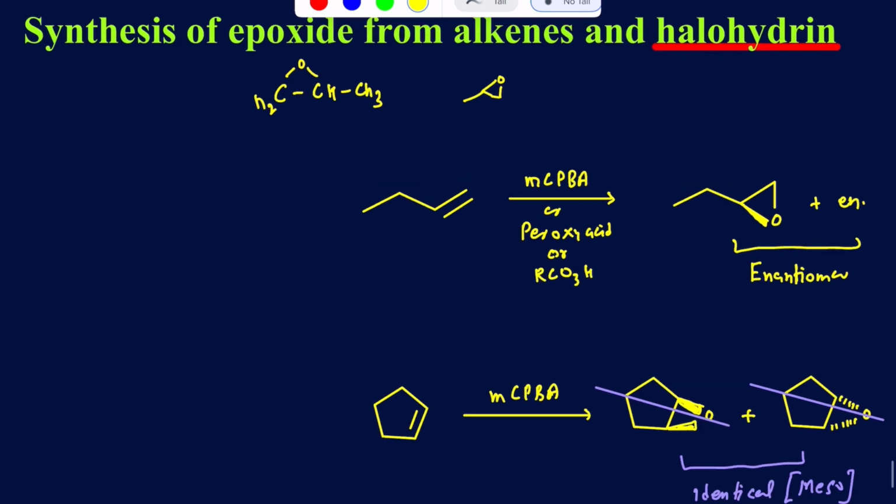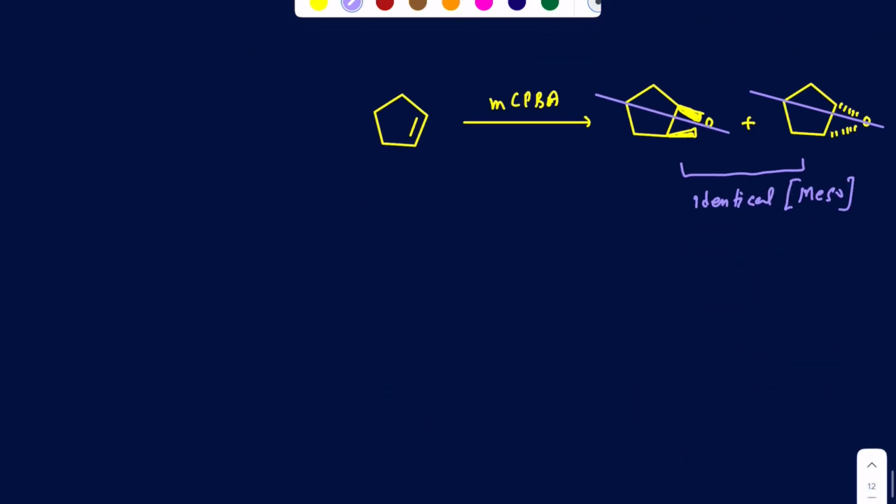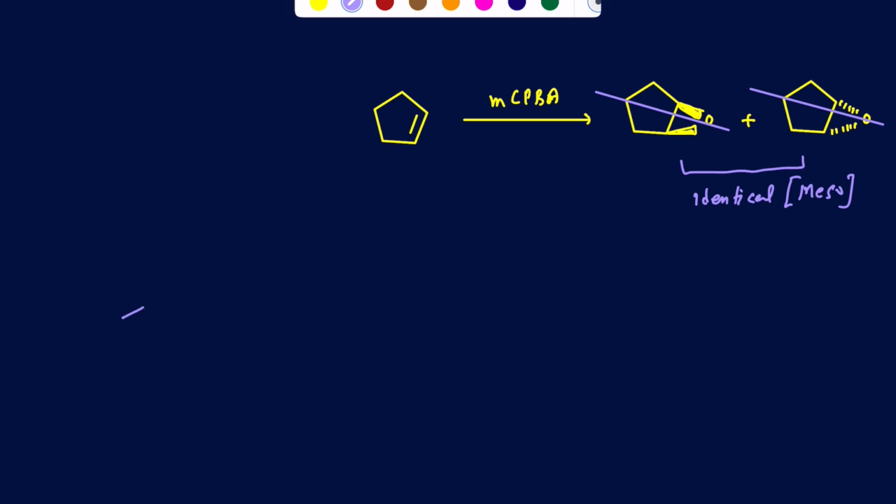That's one way of making epoxide. The second way of making epoxide is if you have a halohydrin. Now, what is really a halohydrin and how you really make it, that's a different story, but I'll just talk about that. I have a halohydrin, and I can actually start from this one.